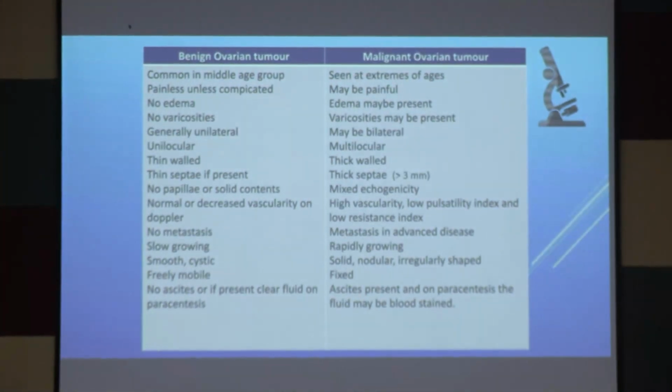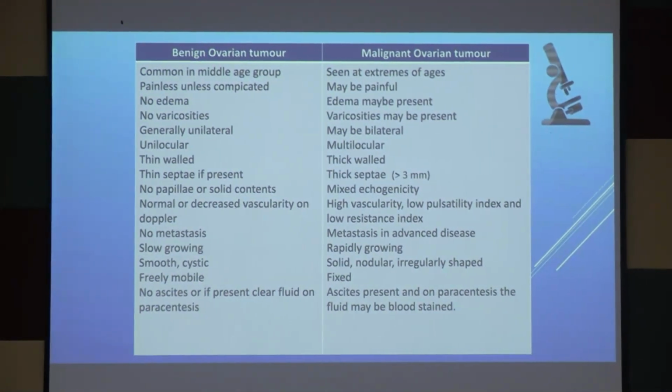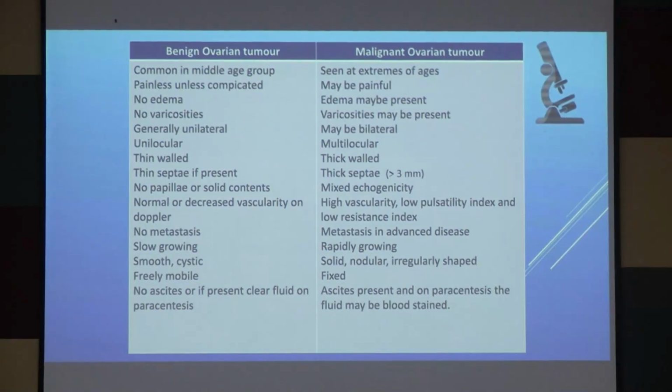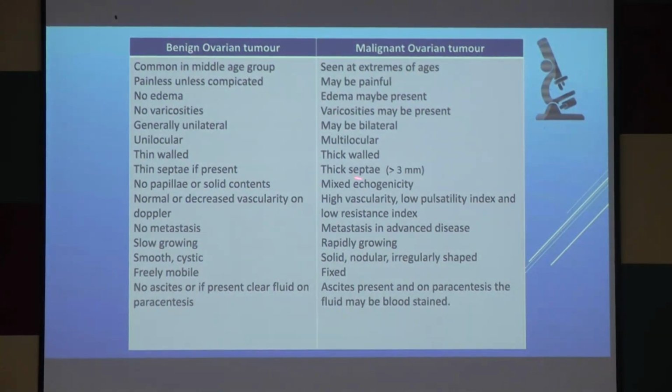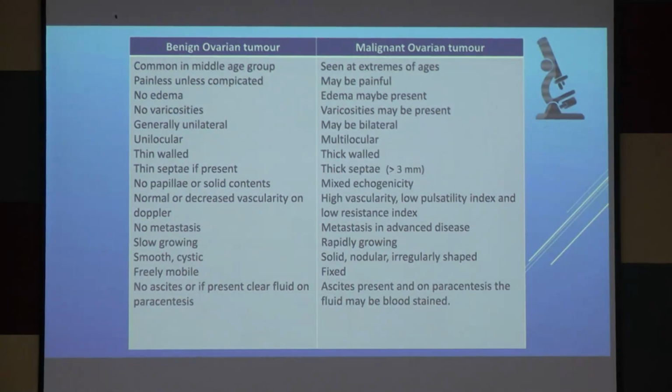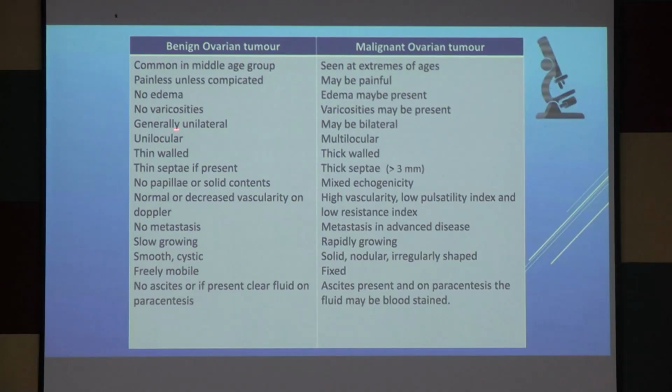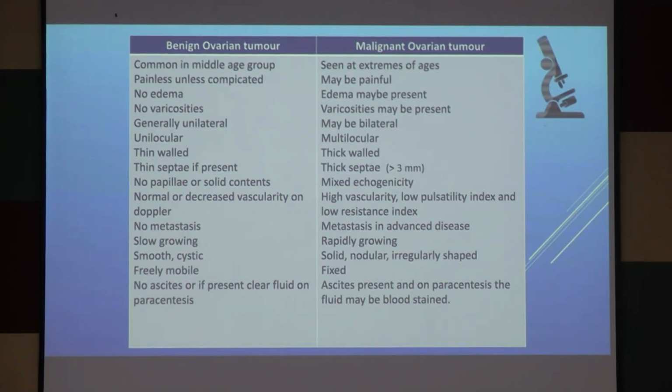Edema, as in pedal edema, occurs due to extreme pressure on the abdominal veins. Again, a symptom of malignant ovarian cyst. Similarly, varicosities also occur because of pressure on the abdominal veins. A benign ovarian cyst is usually unilateral, whereas a malignant one can very well be bilateral. Exceptions are there. There are bilateral benign tumors like fibroma and bilateral cysts like serous adenomas.